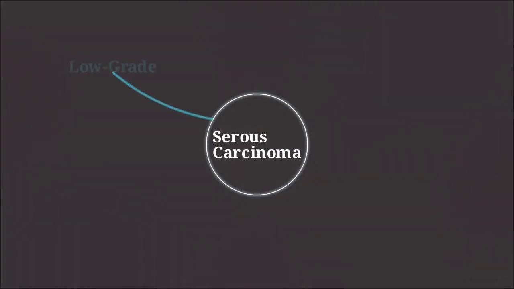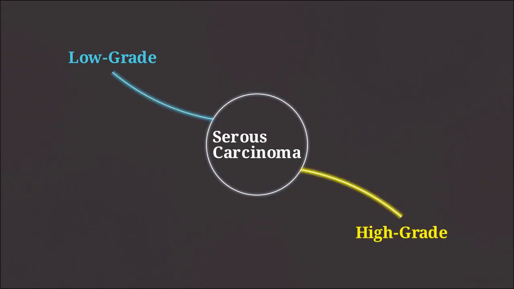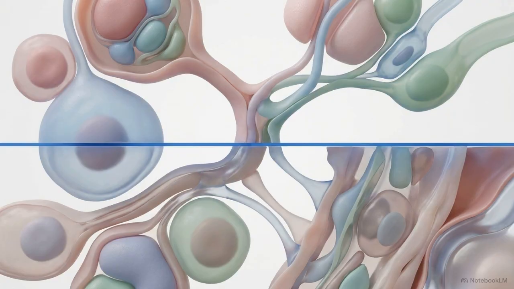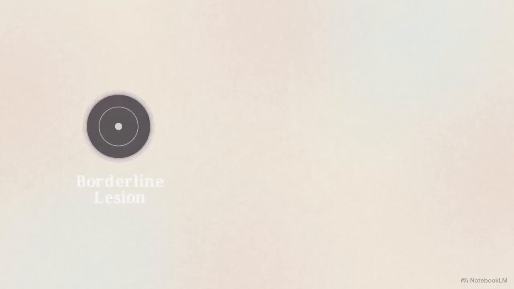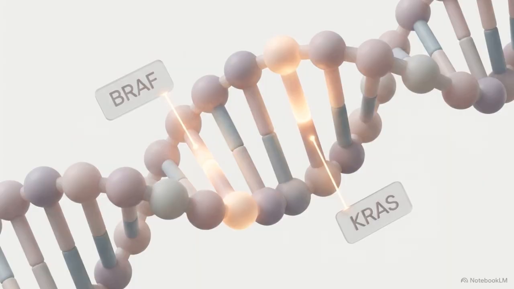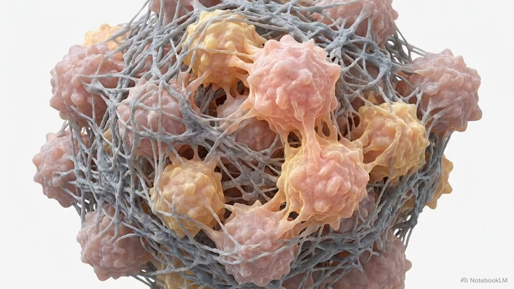Yet this slow, sequential evolution only accounts for one specific pathway to malignancy. Ovarian serous carcinomas are divided into two distinct tiers based on their development. The first pathway involves low-grade serous carcinomas, which evolve slowly directly from borderline lesions. This low-grade pathway is primarily driven by genetic mutations in the BRAF and KRAS proteins. The second pathway yields high-grade serous carcinomas. These tumors develop rapidly with severe cellular atypia and immediate aggressive behavior.